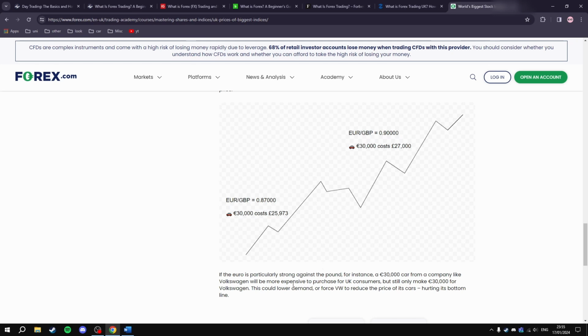More expensive to purchase for UK consumers, but still only make 30,000 for Volkswagen. This could lower demand or force VW to reduce the price of its cars, hurting its bottom line.